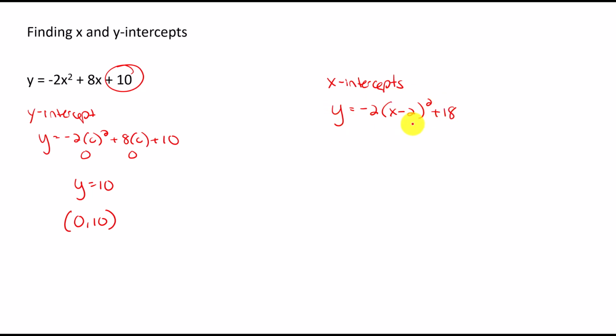So I want to be able to find the x-intercepts from a form I already have. Now I'm going to plug in 0 over here, because for x-intercepts we plug in 0 to y. And then I'm going to start moving things. You got to be careful. You have to move this 18 first. So we're going to subtract it.